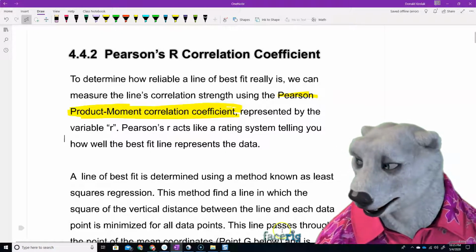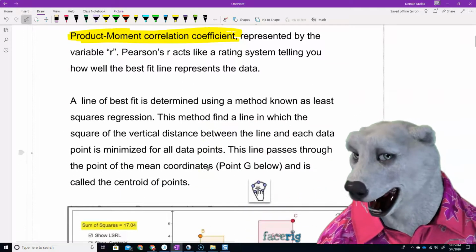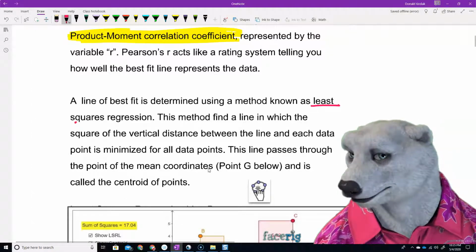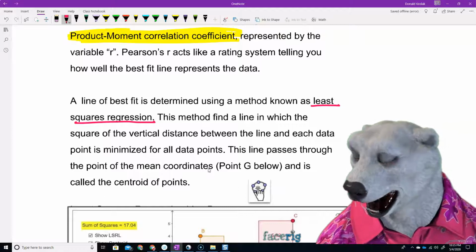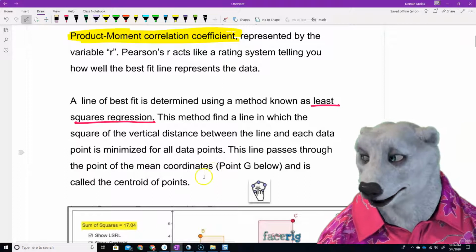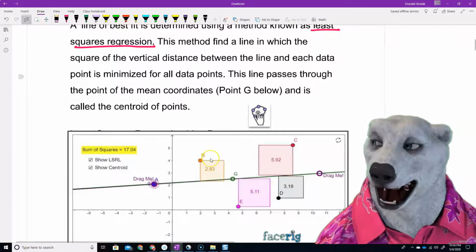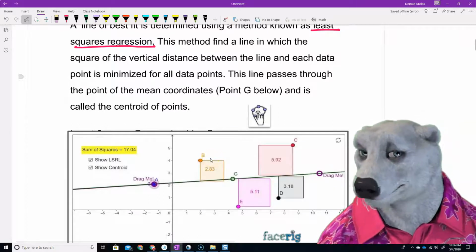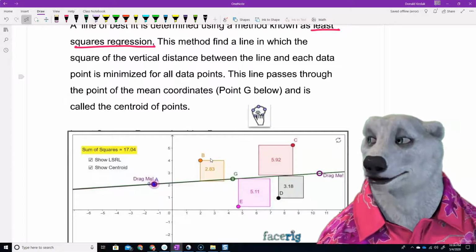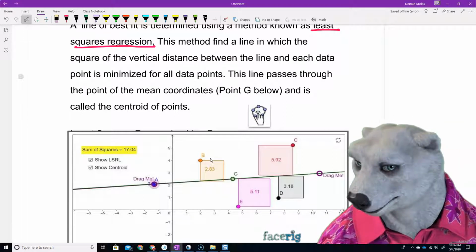Okay, all right. So the way that the line of best fit is calculated is known as a method called least squares regression. Well, least squares regression, that's another mouthful. So I'm going to show you a little applet here that demonstrates exactly what that is. What this method does is it takes the square of the vertical distance between the line and each data point, and it tries to minimize it.